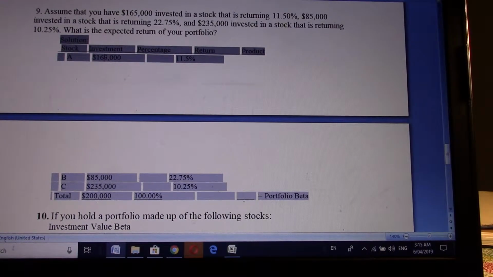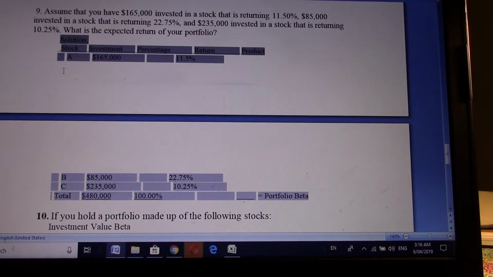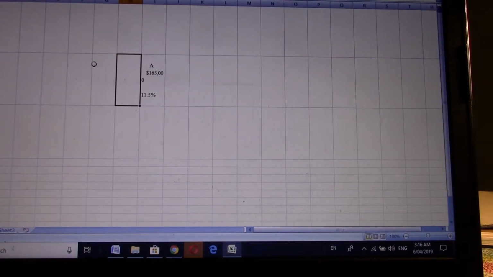So you see 165, 85, and 235,000. So you can add it up. So it should be 480. Is that 480,000? To 490, right? Okay, anyhow, I can do that without the calculator. Let me still use Excel to do that calculation here. So let me create the table here.